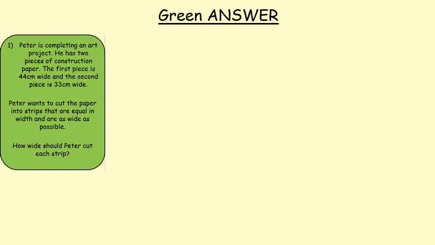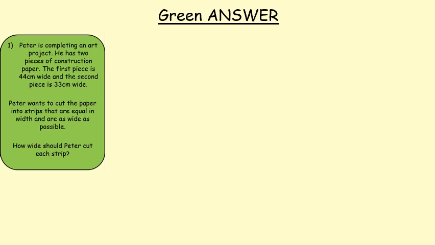Okay, so on green, we've got Peter is completing an art project. He has 2 pieces of construction paper. The first piece is 44 centimetres wide and the second piece is 33 centimetres wide. This question is going to give you a taste of the types of questions we're going to be working on for the rest of the lesson.